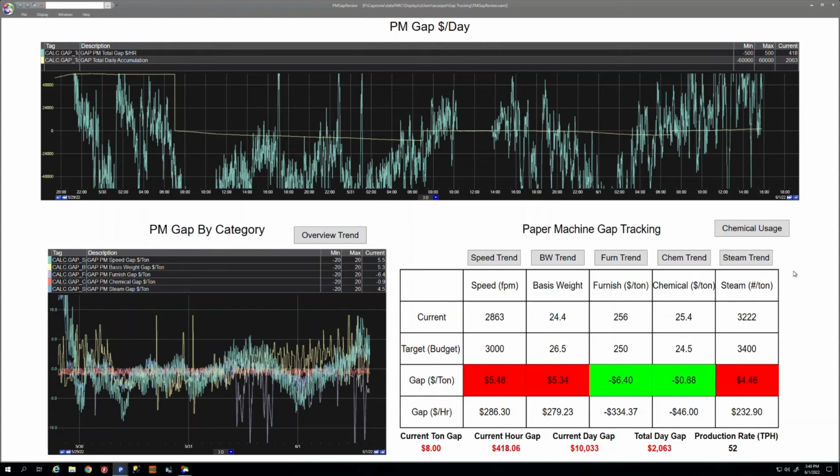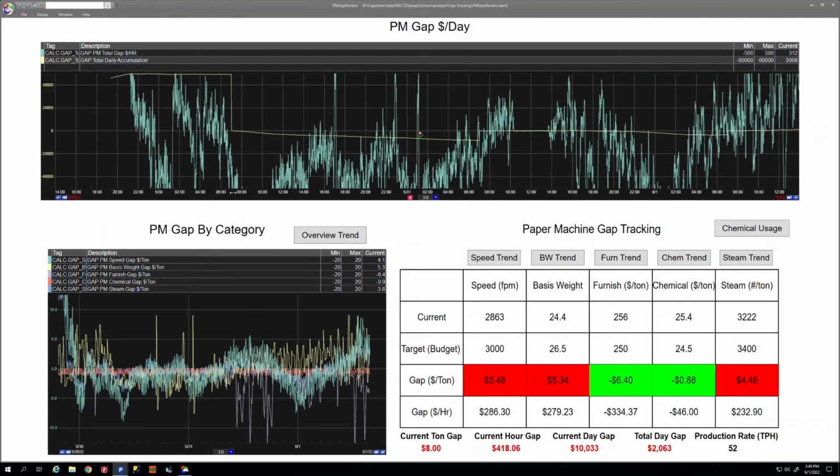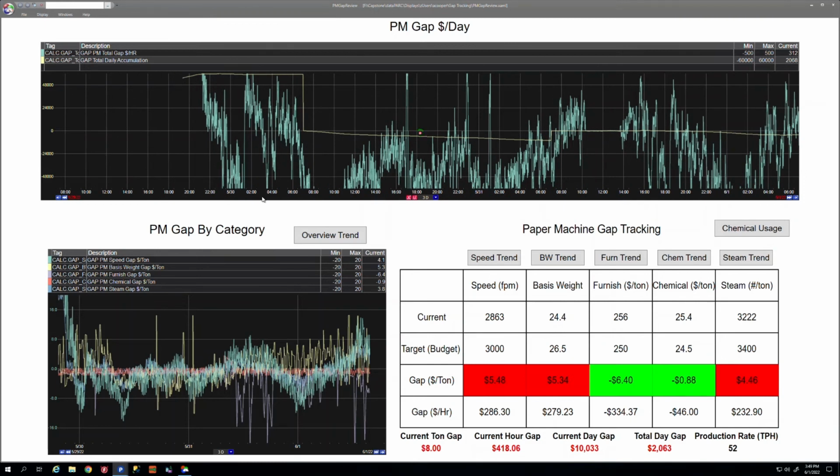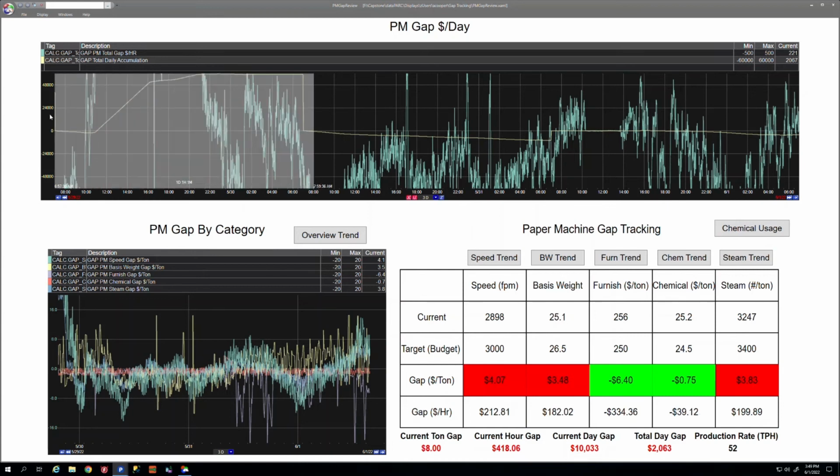And then we also have some additional numbers down at the bottom to give you a better idea of how things are going for that day and how things are looking. So one thing that we may notice from our overview trend at the top is that a few days ago, we had a day with a very high accumulation. So let's go ahead and take a look at that period a little closer. So what we're going to do is zoom in on that time period.